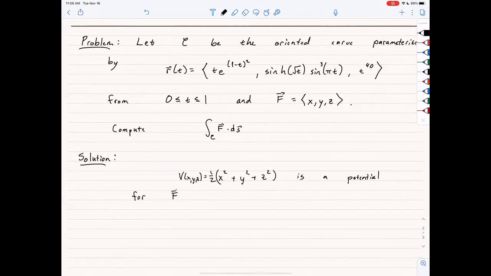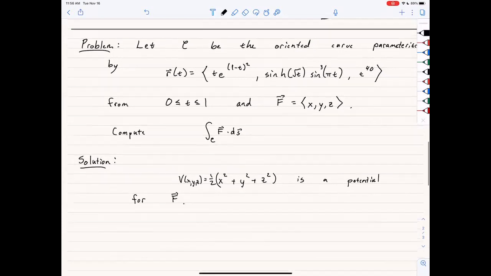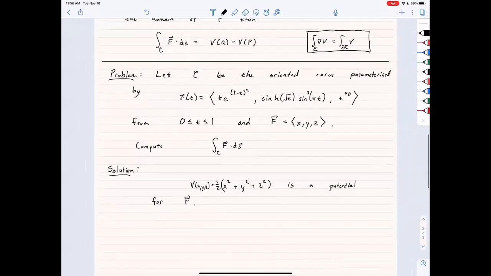For F. And we can look back and say, well, wait a minute. That means F is conservative. I'm taking a vector line integral of this vector field that's conservative. It's just equal to the difference of this potential at the endpoints of my curve.